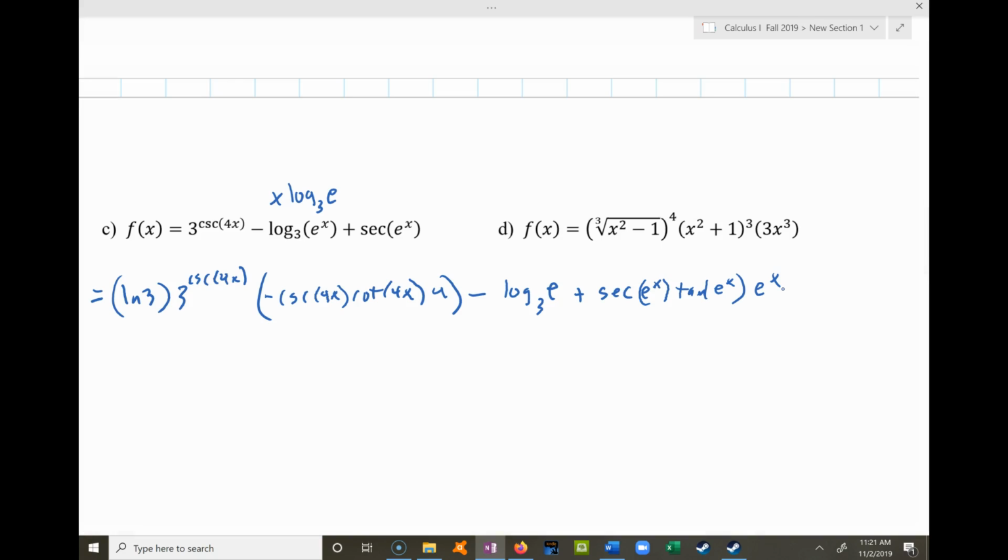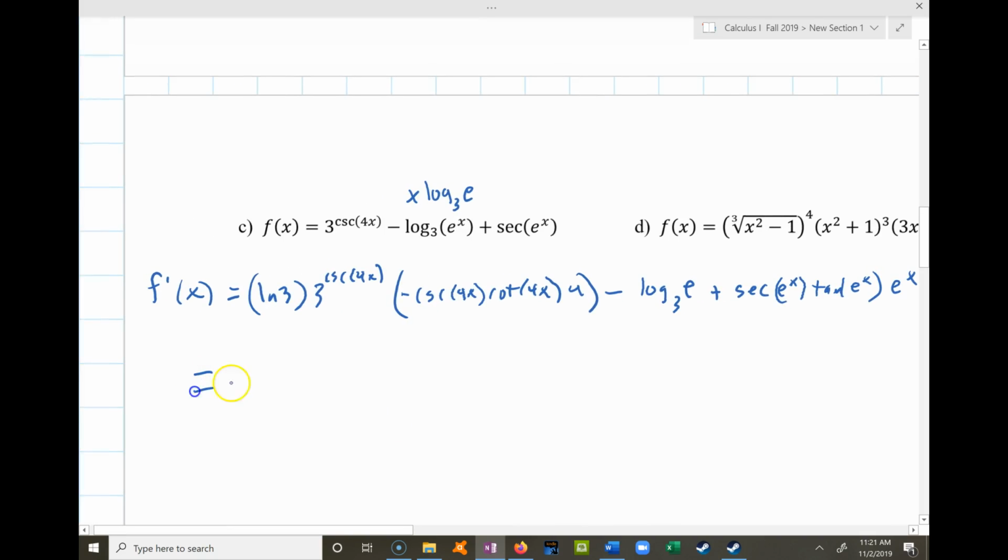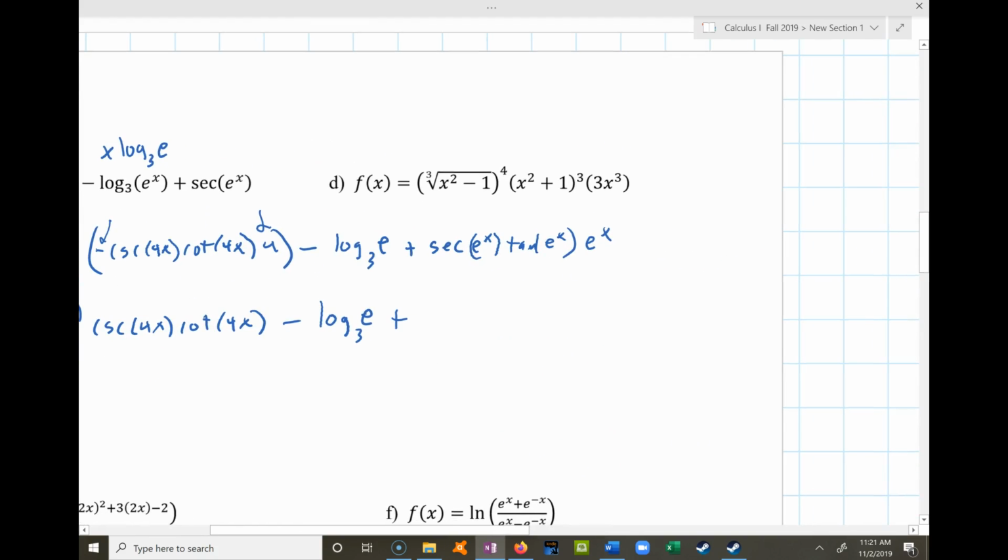And let's see, can we simplify this some? Maybe a little bit. This will just be natural log of 3 times 3 to the cosecant of 4x, and I guess I could put a negative 4 out front here because of that negative and that 4. And then I'd have down here cosecant of 4x times cotangent of 4x. And this is just going to be log base 3 of e, whatever that is. And then there's no real way to rewrite that, so maybe I'll put the e to the x up front, but then it'll be secant of e to the x and tangent of e to the x.